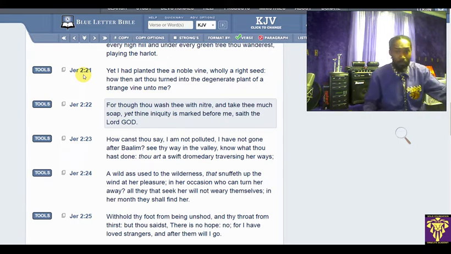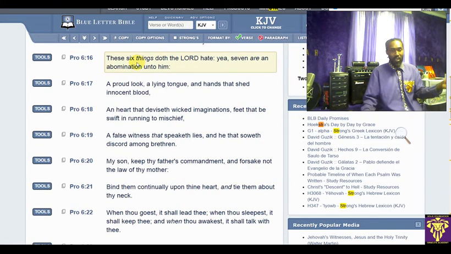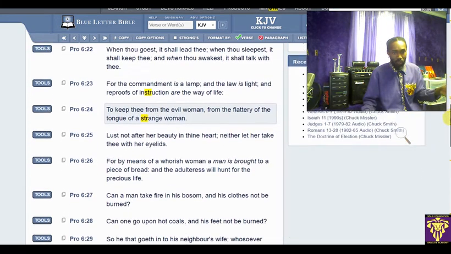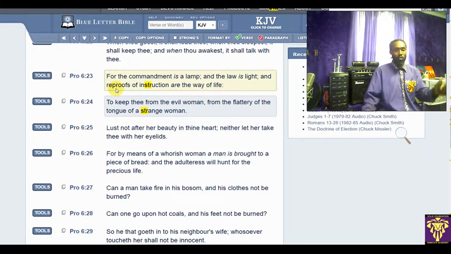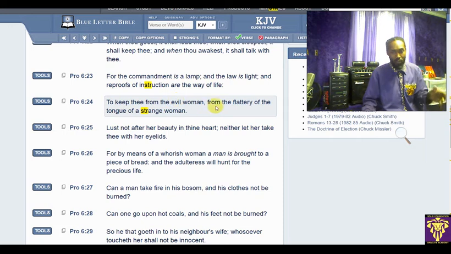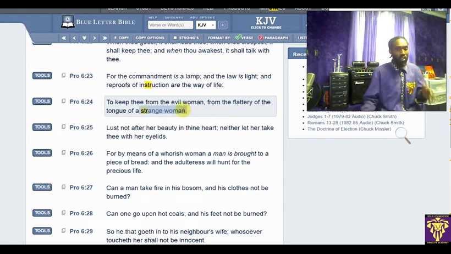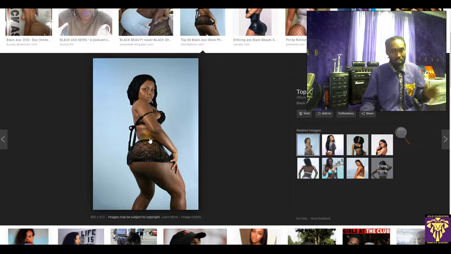Let's move on. Proverbs chapter 6, let's go down to 24. It says, Proverbs 6:24, "To keep thee from the evil woman, from the flattery of the tongue of a strange woman." Is this strange woman a non-Israelite woman, or an Israelite woman that is a stranger to the community of being virtuous? Which one? It's talking about an Israelite woman that is a stranger to the community of being virtuous. Pretty much like this.